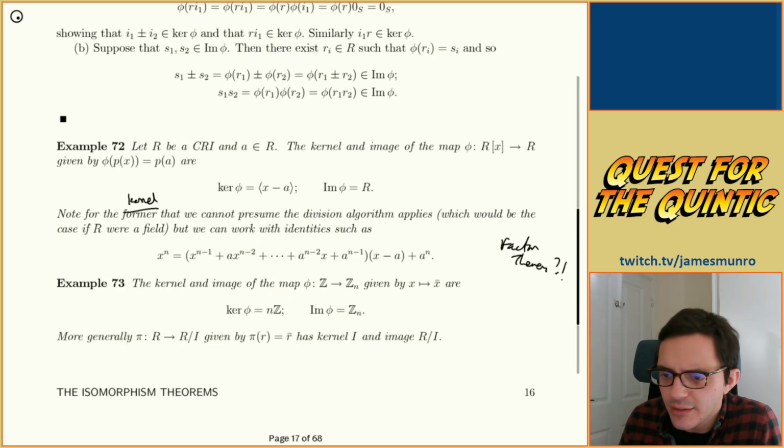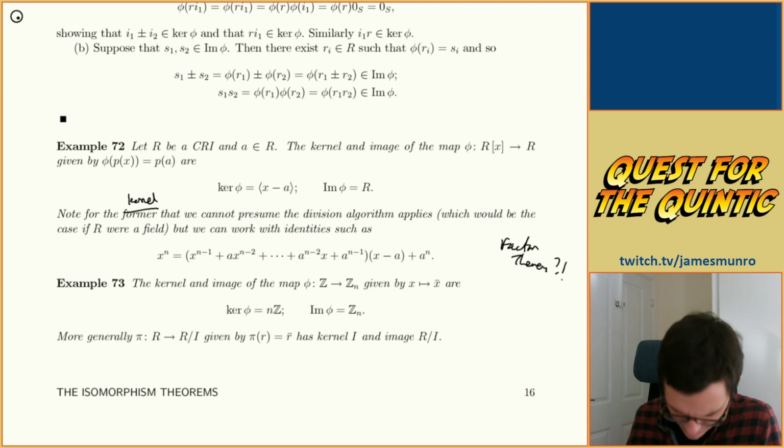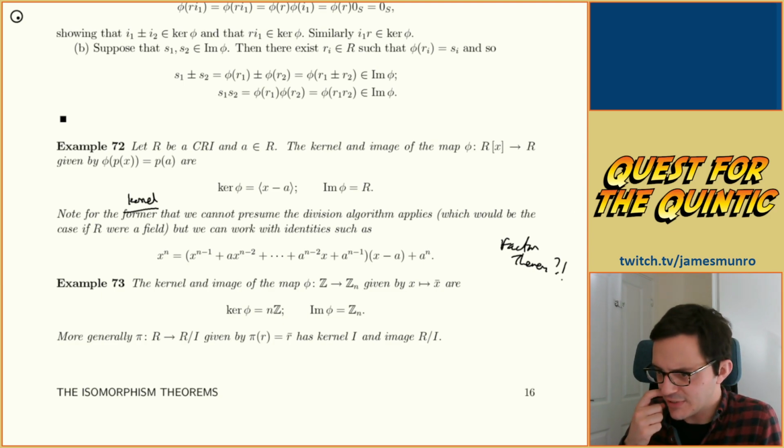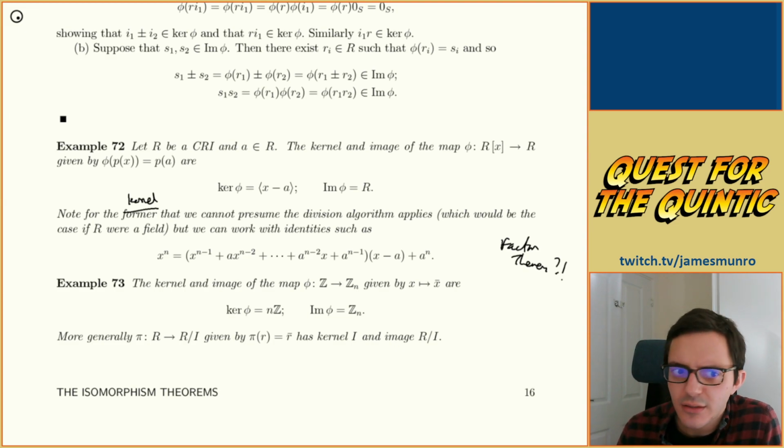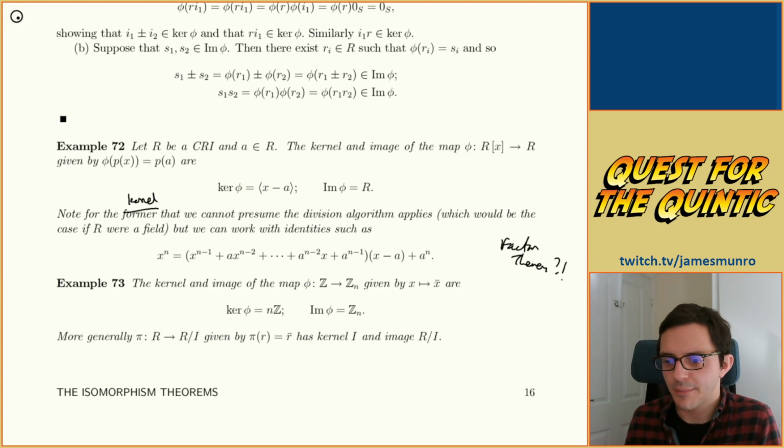So if I plug in A, then it just says that A to the n is equal to A to the n. What am I doing? What do I want? Okay, maybe I don't want to prove this right now. It's the factor theorem. For a general ring though, which is nice. General commutative ring with identity. Good, okay. Kernel image, yeah, fine, okay. Looks good.